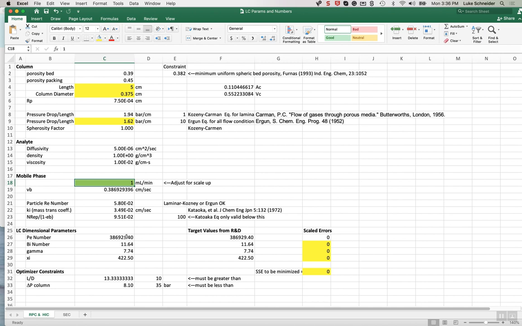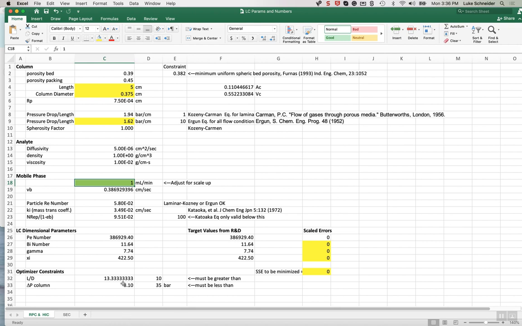Now, that gives me a Peclet number. Notice this Peclet number is really large. It's way over 1,000. So 1 over the Peclet number is negligibly small, which means I don't really have to worry about axial diffusion. Then I've got a Biot number, a gamma number, and a chi number. I have to worry about all 4 of those. I can copy these and put them as my target values for scaling up this separation.